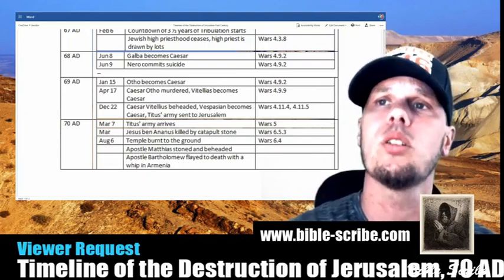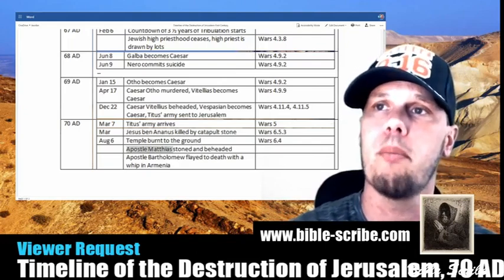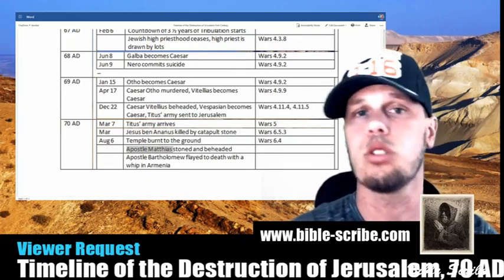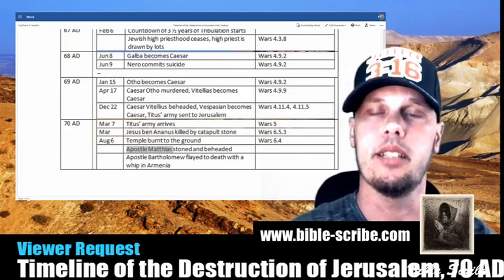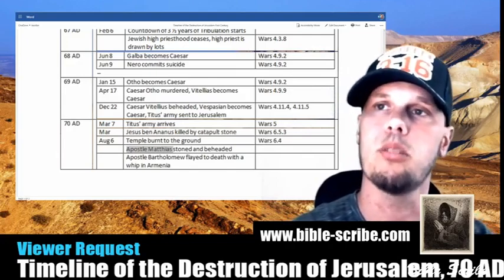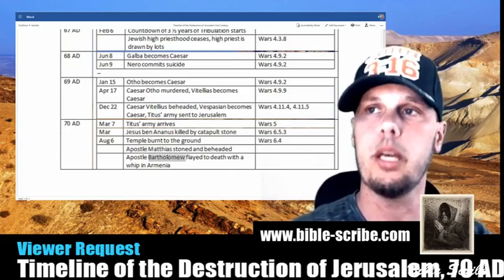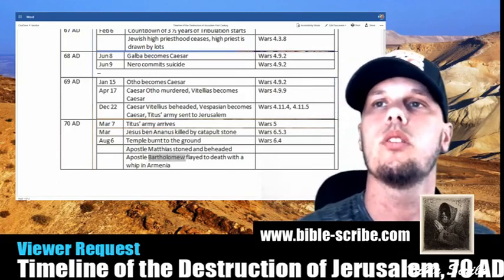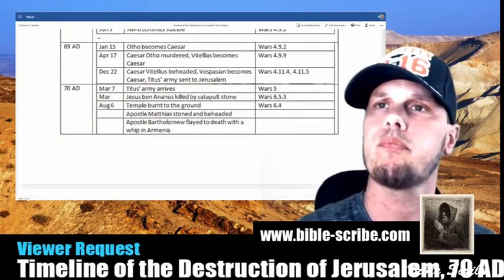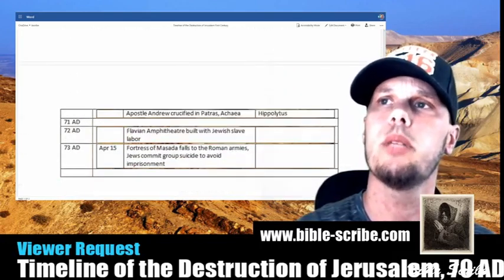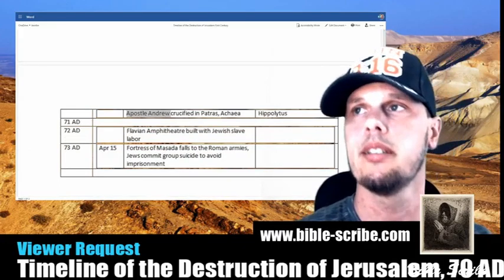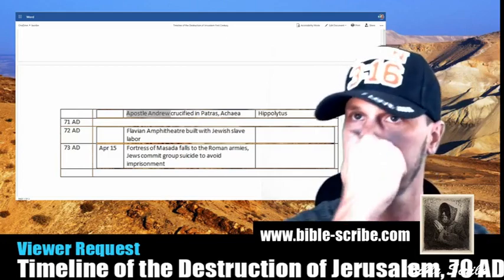At this time also, the apostle Matthias was stoned and beheaded in the siege of Jerusalem in the year 70 AD, as well as the apostle Bartholomew, who was whipped or flayed to death with a whip in Armenia. All right, so just to see those things overlap. And then we're going to continue just a little bit because also in 70 AD, the apostle Andrew was crucified in Patras of Achaia, and this was recorded by Hippolytus.